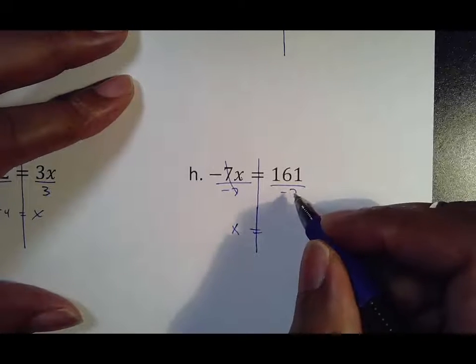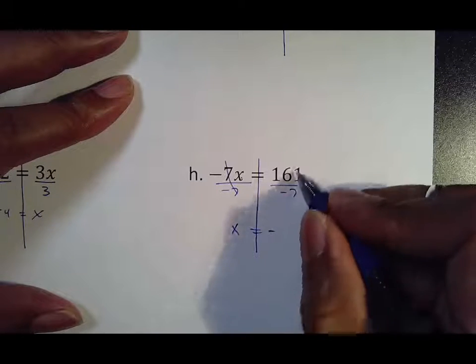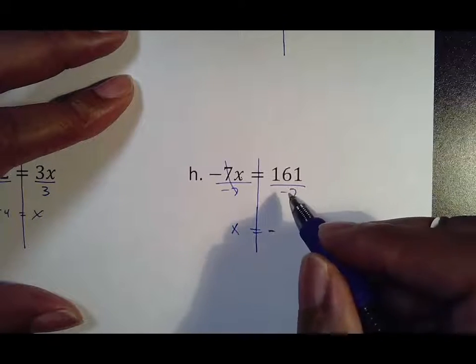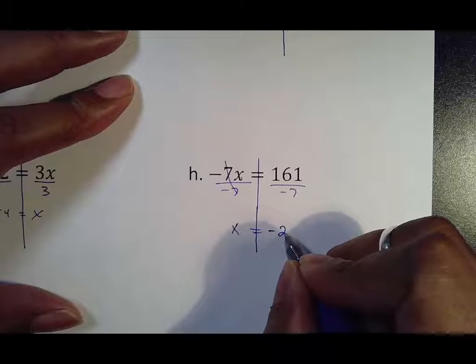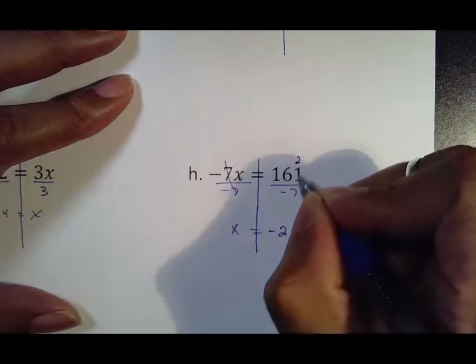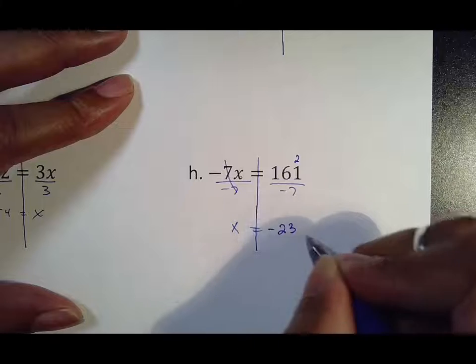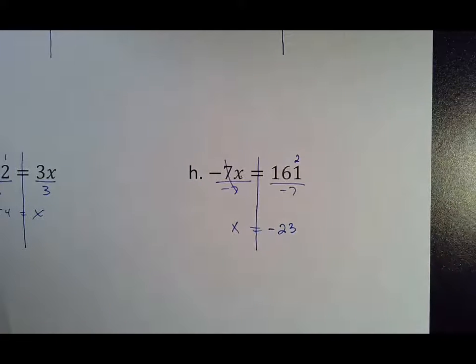And then here, you know your answer is going to be negative. That's the first thing because the signs are different. 7 goes into 16 twice. That gets me up to 14 with 2 left over. 7 goes into 21 3 times, giving me negative 23 as my answer. And that is all.